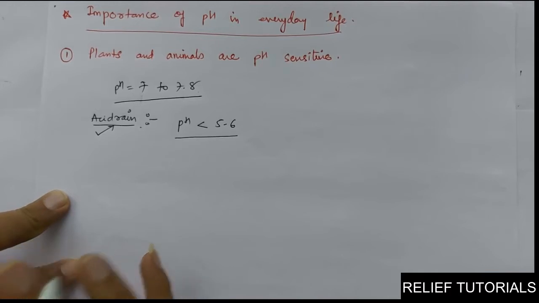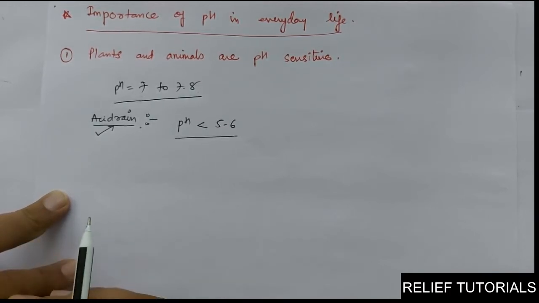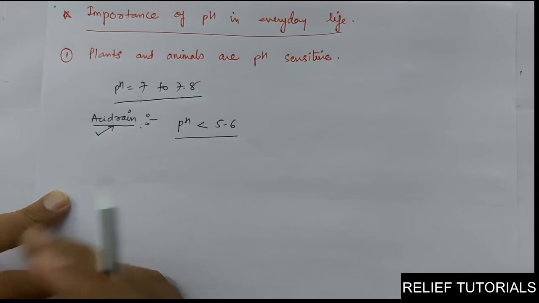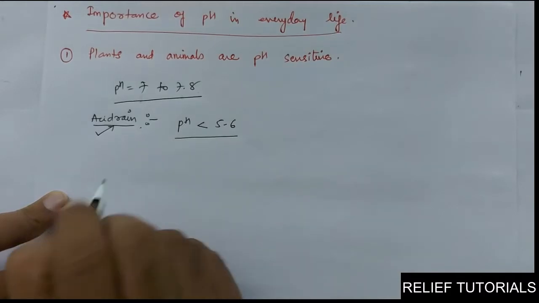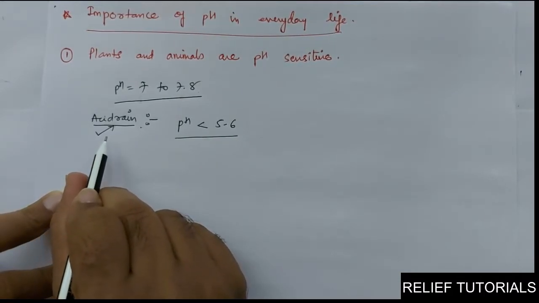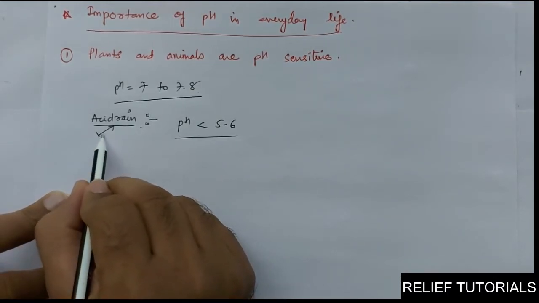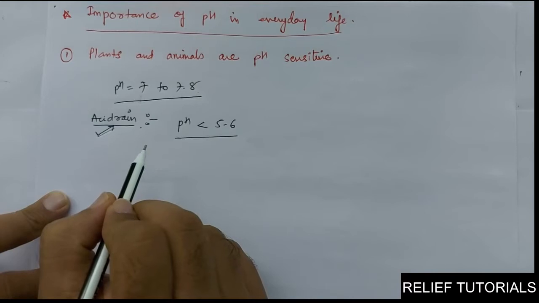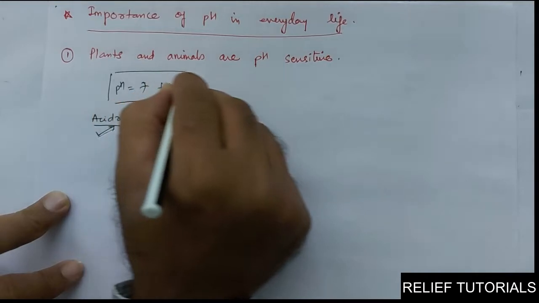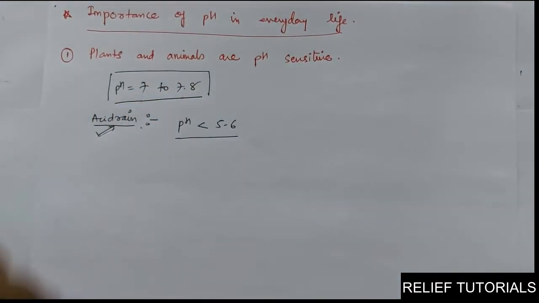And if such water flows into a river, it lowers the pH of that river, pond, lake, whatever, and it affects aquatic life. The plants cannot grow well, and aquatic animals cannot survive in water having a pH value less than 5.6. So the safe range for our metabolic activities is 7 to 7.8. In short, plants and animals, including human beings, are sensitive to pH.